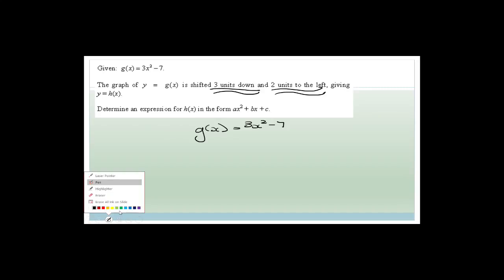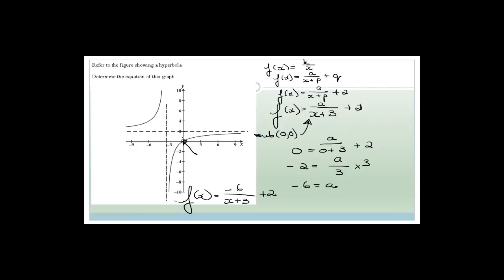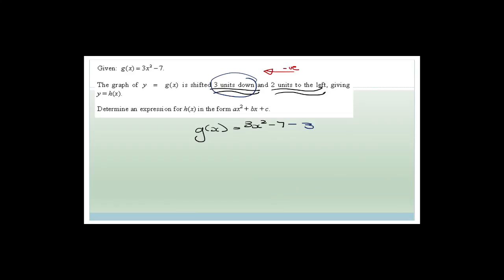Okay, so first of all, do you agree that we need to shift this down? And that's the easy bit because all we're going to do is subtract. So we're going to go minus 3. We're shifting the whole graph down by 3. Now we have to shift it 2 units to the left. Okay, so let's think about this. 2 units to the left is towards the negative side. But remember, just as I showed you here, if we move the graph 2 units to the left, towards the negative, we add the value, okay? So that's what we're going to do here. This becomes equals 3 times (x plus 2) all squared, and then it's minus 10, because it's minus 7 minus 3.